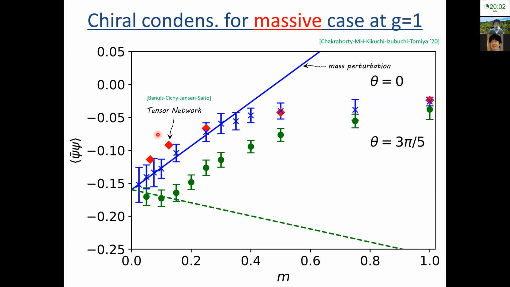For this case, there are also results by the tensor network approach, and we basically have agreement. And the green symbol is the result for nonzero theta, and similar to the theta equals 0 case, we have an agreement for small mass, but we have a deviation from mass perturbation theory for large mass. And the result in this regime can be regarded as a prediction from our simulation.